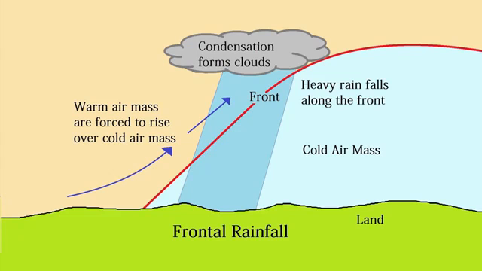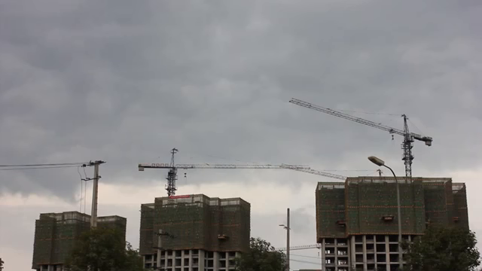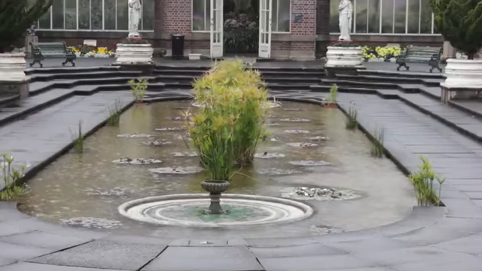Frontal precipitation takes place at the boundaries of where 2 air masses of different densities meet. For example, where a cold air mass meets a warm air mass. Where the air meets, the warm air is cooled and water vapour condenses. Clouds form and precipitation occurs.